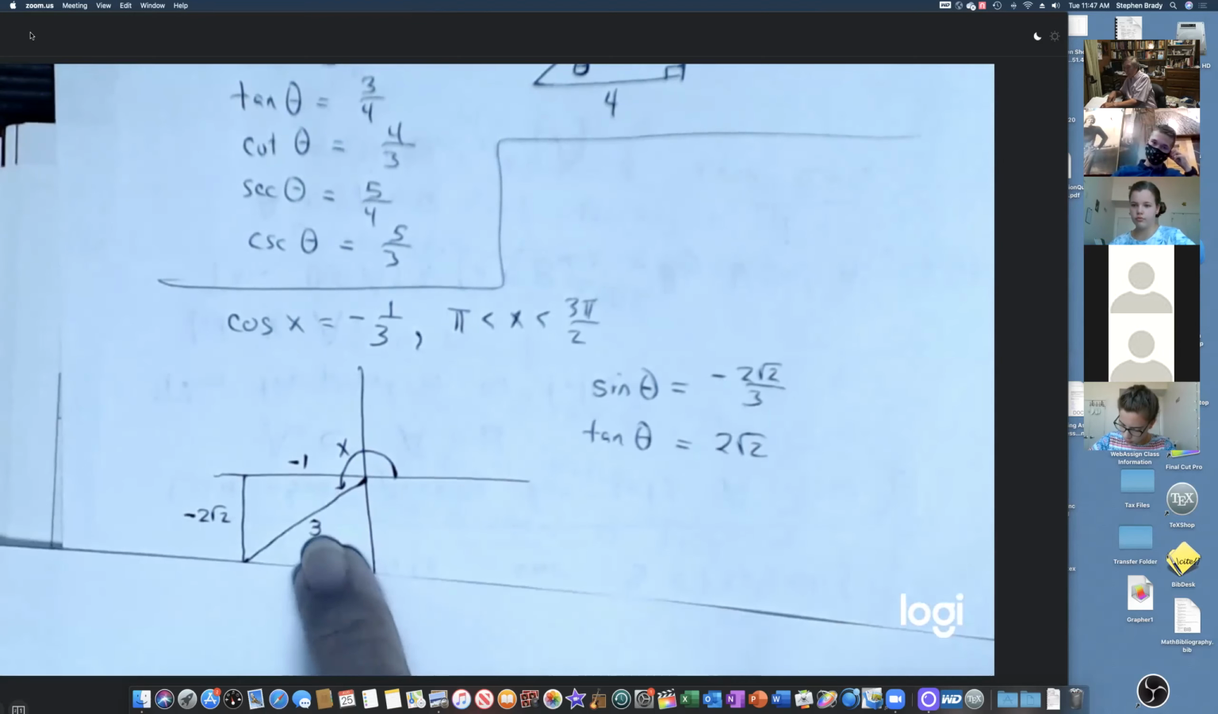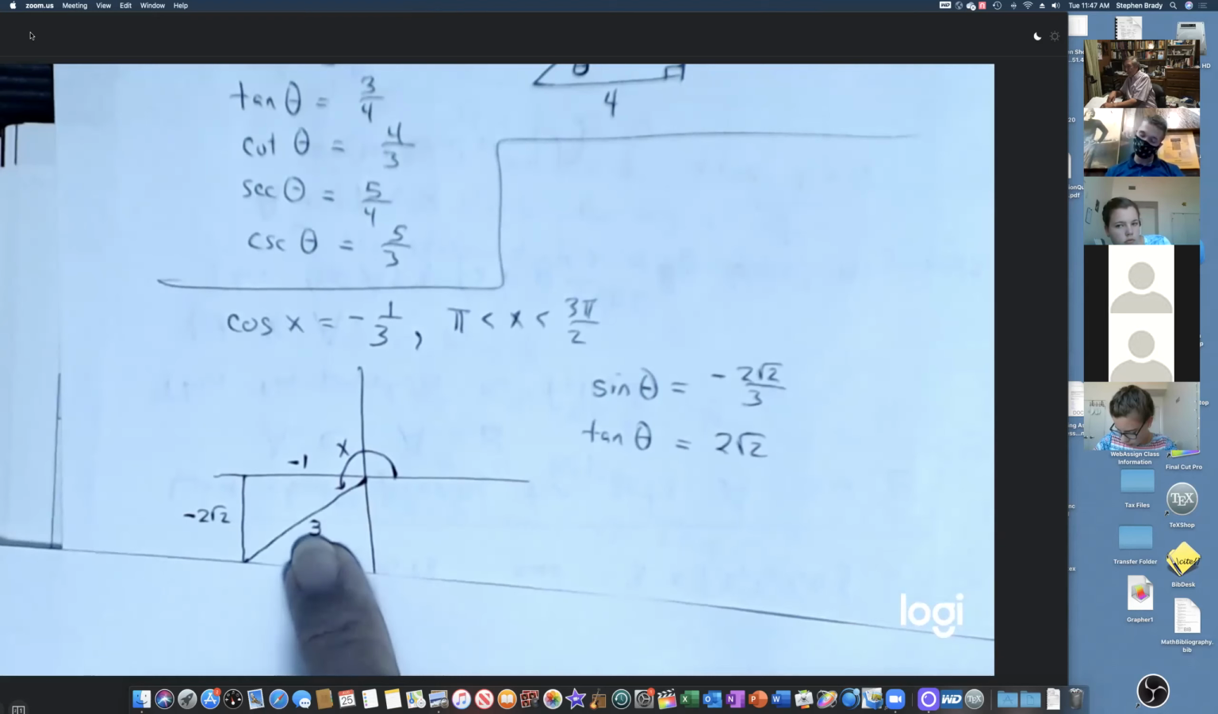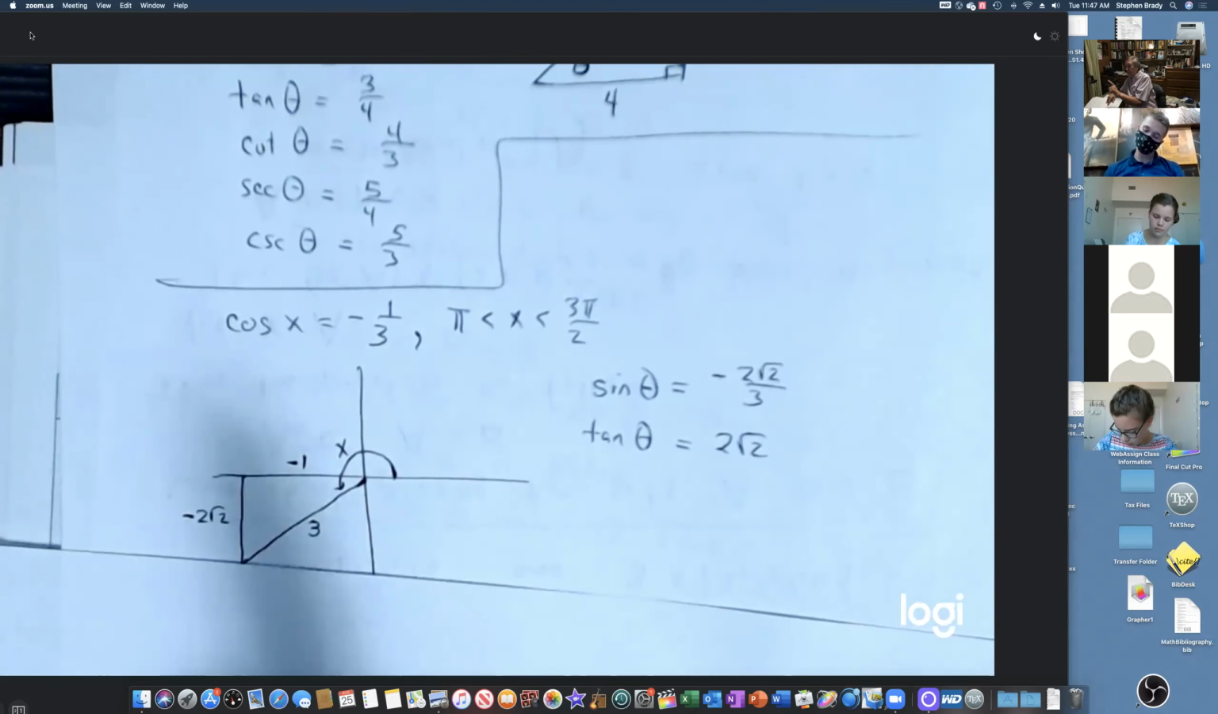The hypotenuse is always 3. We don't ever put -3 here. Always positive. Hypotenuse is always positive. In this particular case, when I did a Pythagorean theorem, I get 9 minus 1, because 1 squared is 1. 9 minus 1 is 8. I have to take the square root of 8. That's 2 square root 2. Only positive 2 square root 2.